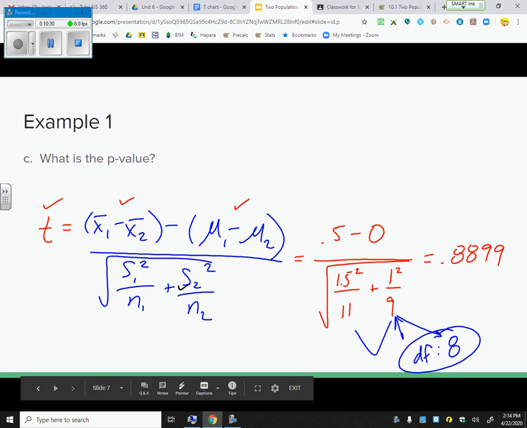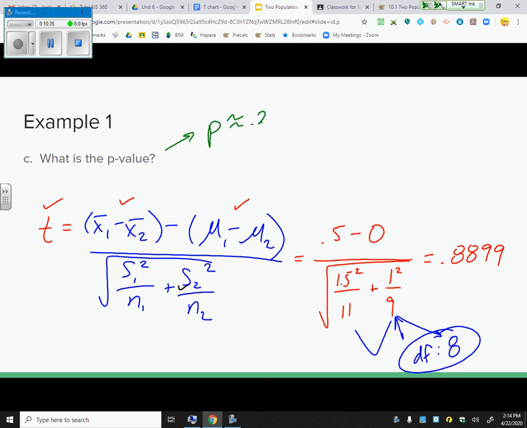So what is my p-value? My p-value is going to be close to 20%. I'm using a calculator, and if I use the correct degrees of freedom, it was like 19 point something percent. So I feel pretty good with that. I don't think you're going to have anything that's going to be that close to your alpha level. Okay, but what is my conclusion on this?